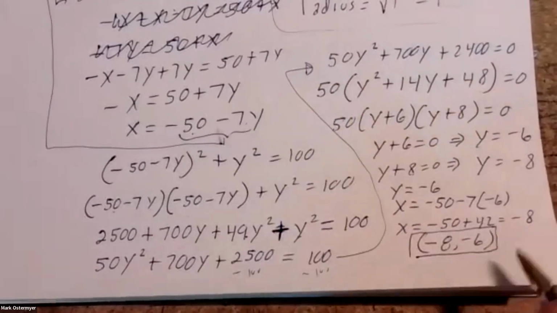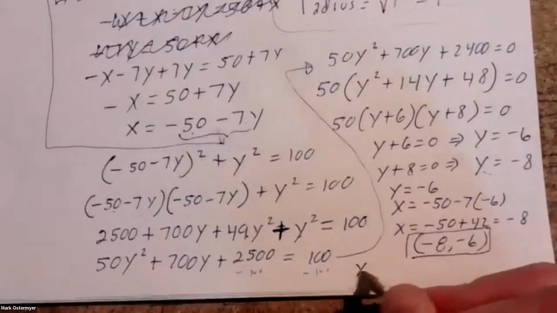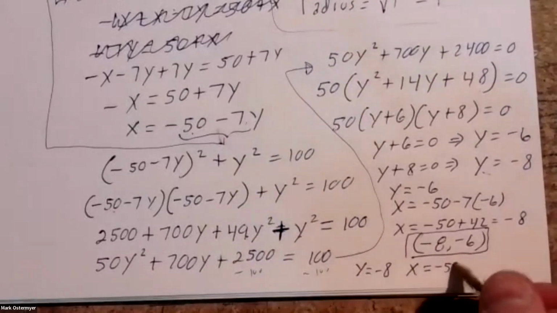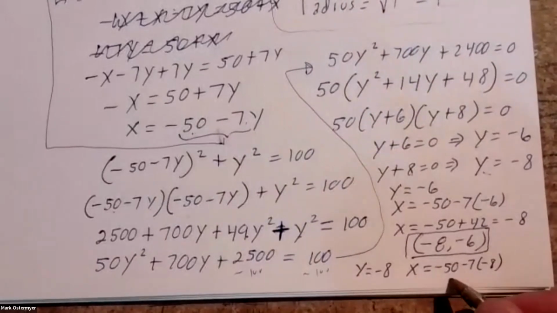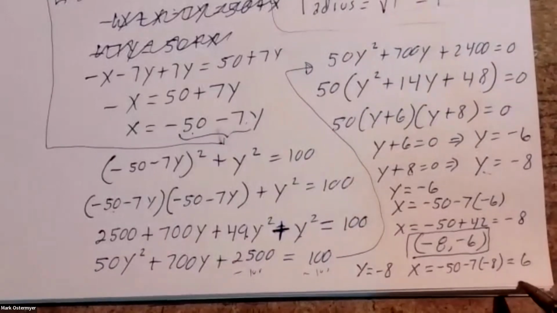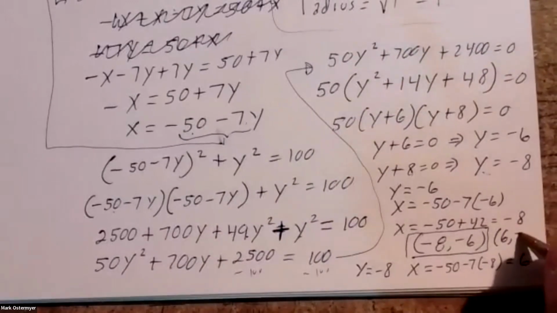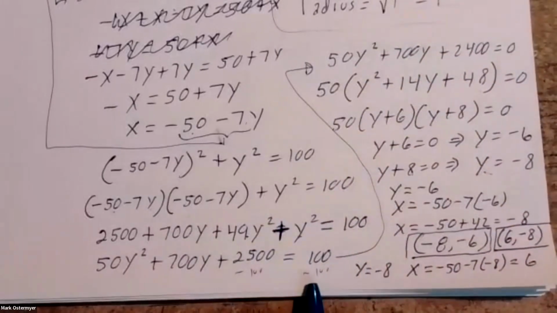The other ordered pair solution is found when y is equal to -8. When y is equal to -8, x is going to be equal to -50 minus 7 times -8. And this is going to be -50 plus 56, which is going to be 6. So another ordered pair solution would be (6, -8). So there are two ordered pair solutions to this system of two equations and two unknowns: (-8, -6) and (6, -8).